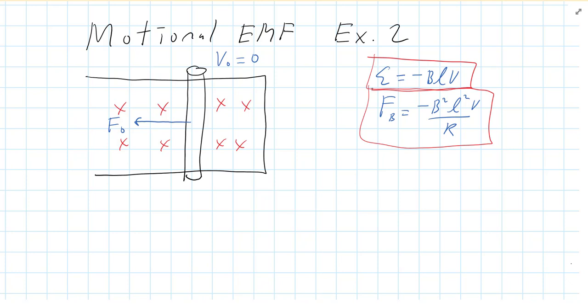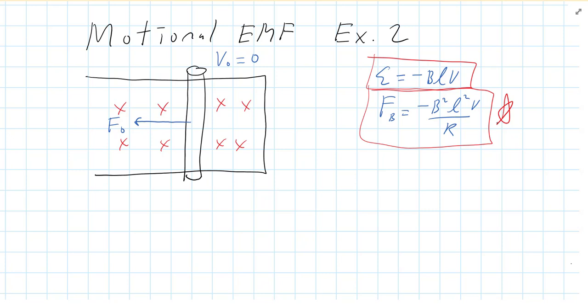All right, we're back. So let's say that you start pulling the bar from rest. As you continue to pull, the velocity builds up and this resistive force gets bigger. And eventually the resistive force is going to match your pulling force and the bar will stop accelerating and will move with a constant terminal velocity.